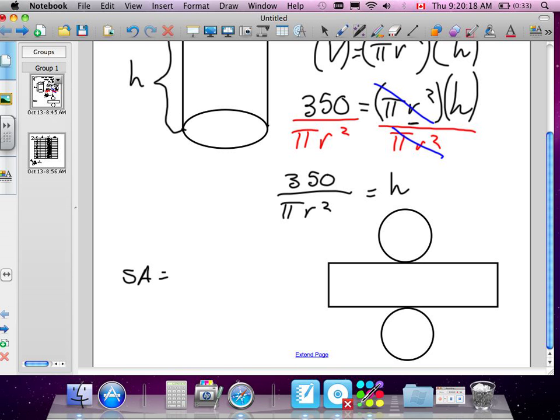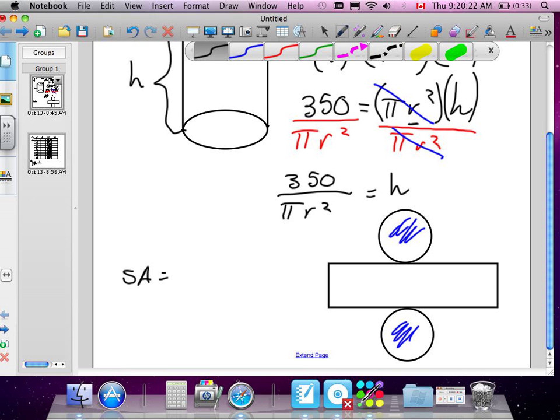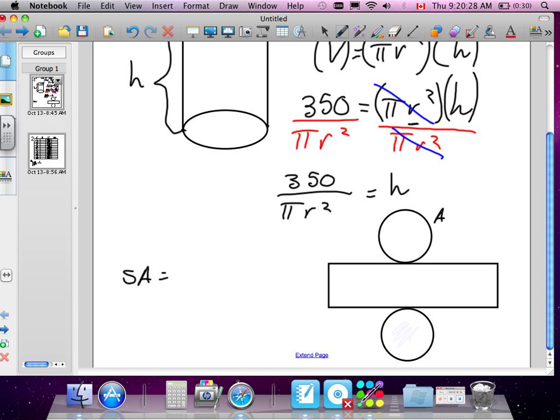Now, to find the area of a circle, anyone remember? We just went through it. Pi r squared. Yes. So the area of this circle is pi r squared, and the area of this circle is pi r squared. Now, this shape here is a rectangle. Area of a rectangle. Anyone remember? Yes, length times width. Very easy.